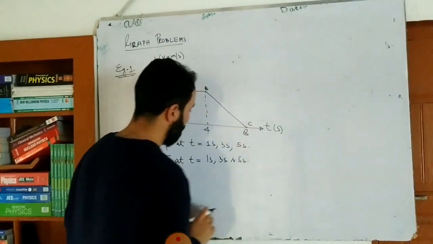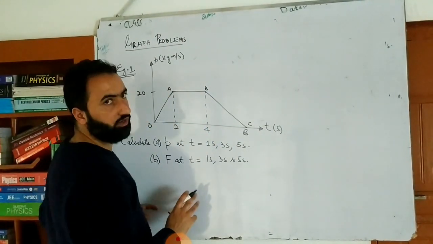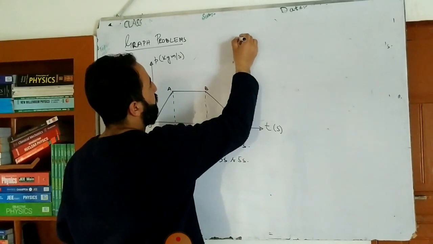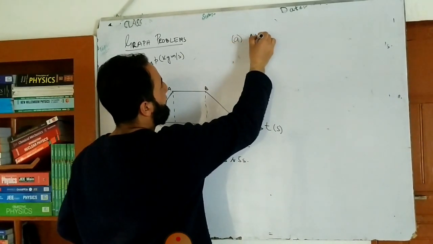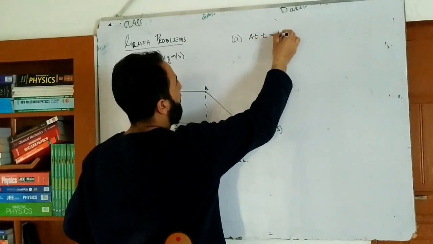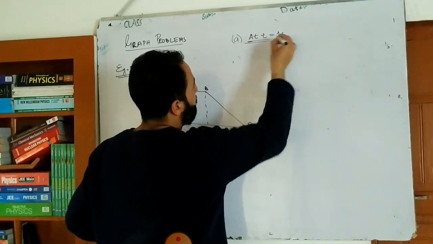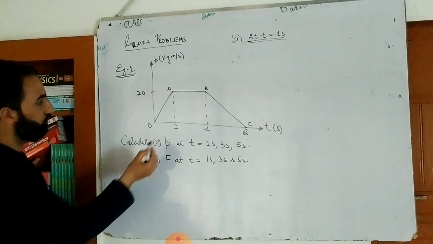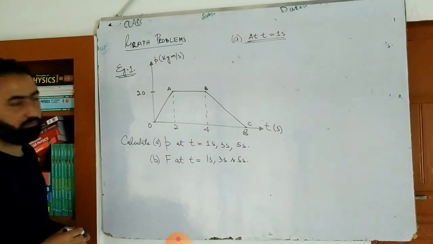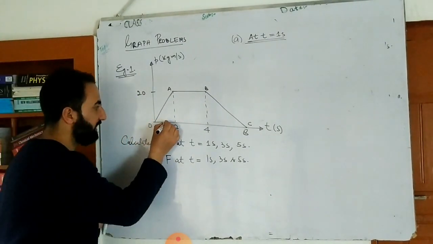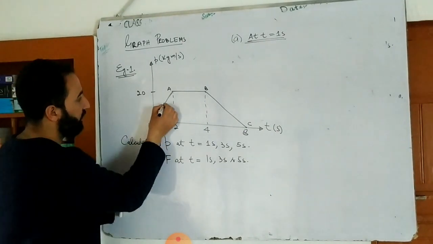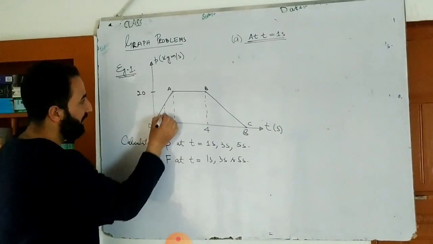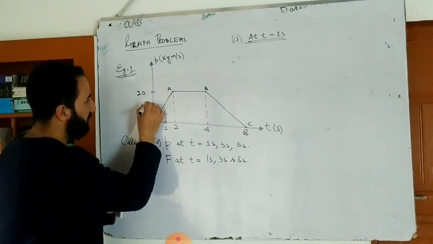So how to calculate momentum? Part A is like this. We have to calculate the momentum at t equal to 1 second. We know that the momentum at 0 seconds is equal to 0, and momentum at 2 seconds is equal to 20, but we don't know the momentum at 1 second. Suppose this here is 1 second, we'll draw a vertical line here, then a horizontal line here. So this is the momentum we have to calculate.